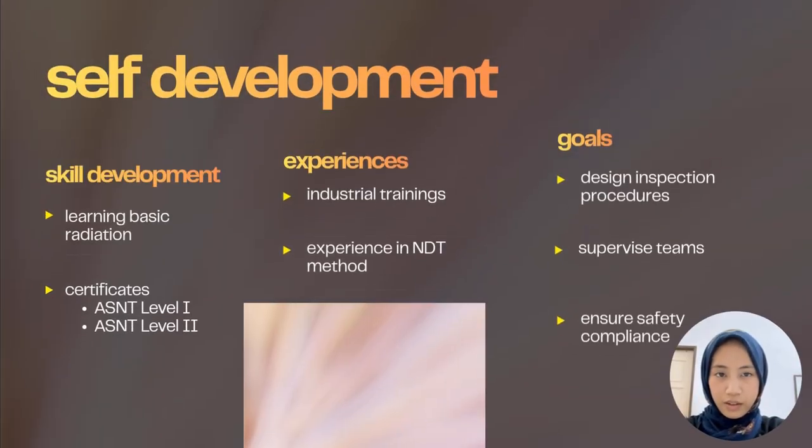Self-development in gamma ray radiography begins with learning the basic principles of radiation and how gamma rays are used for industrial inspection. This knowledge provides the foundation for understanding image formation, defect detection, and radiation safety. After gaining the theoretical knowledge, professionals typically pursue certifications such as ASNT Level 1 and Level 2. These certifications help validate their skills and allow them to take on greater responsibilities.